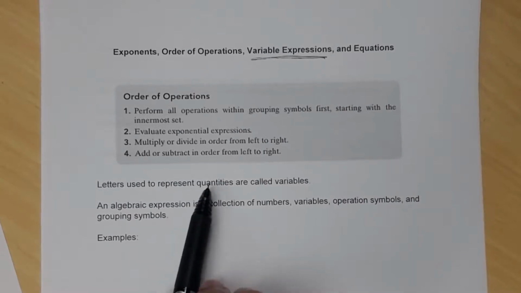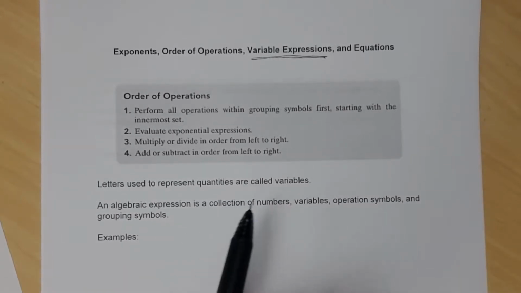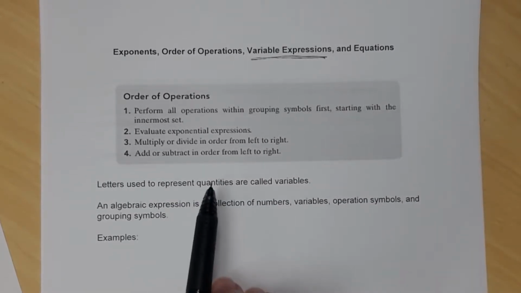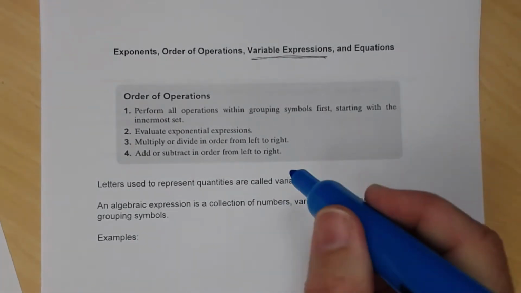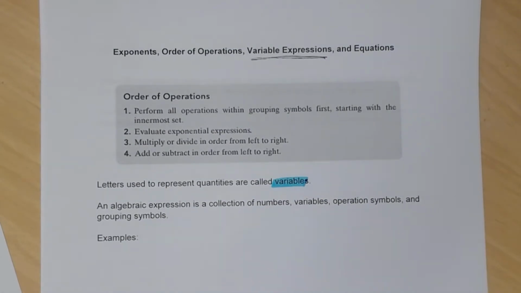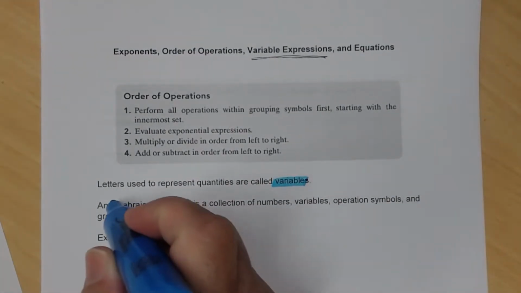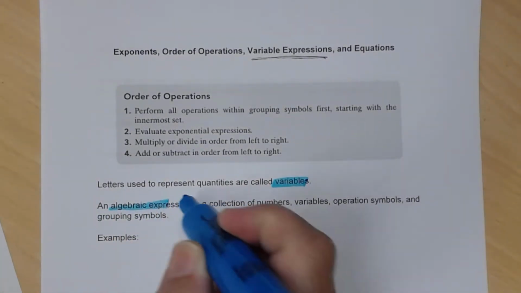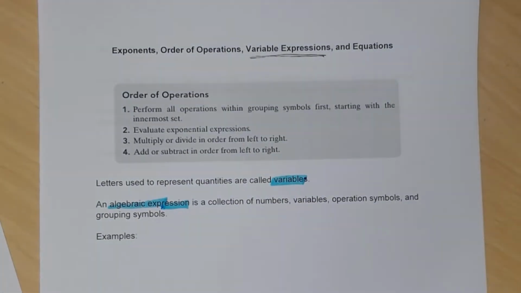Letters used to represent quantities are called variables. All right, so variables are letters used to represent quantities. And then an algebraic expression is a collection of numbers, variables, operation symbols, and grouping symbols.